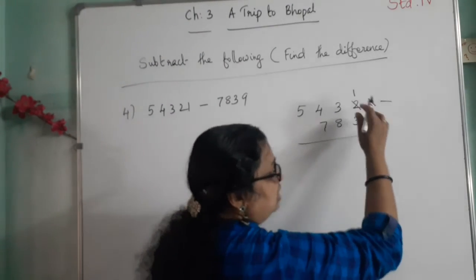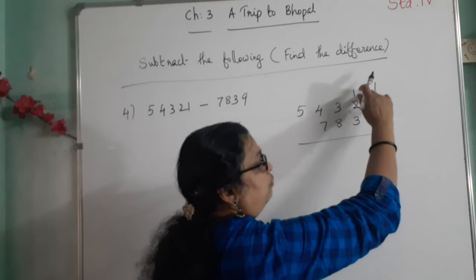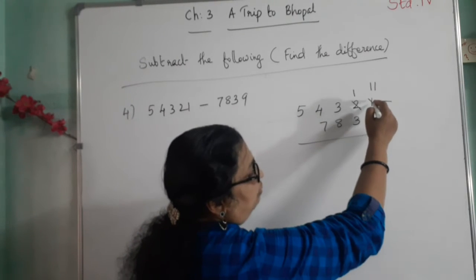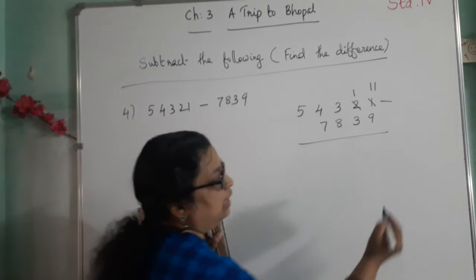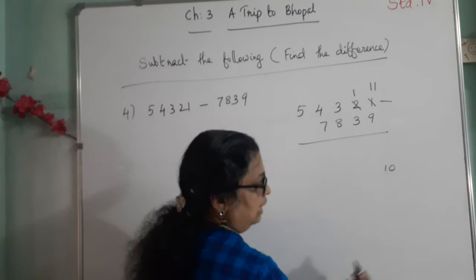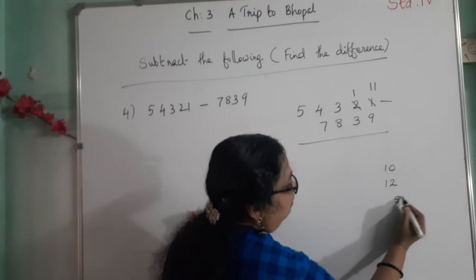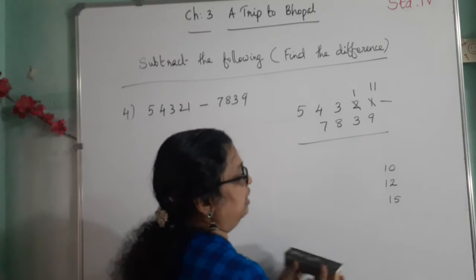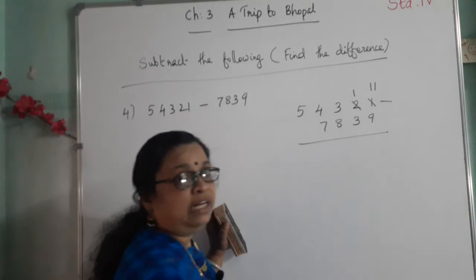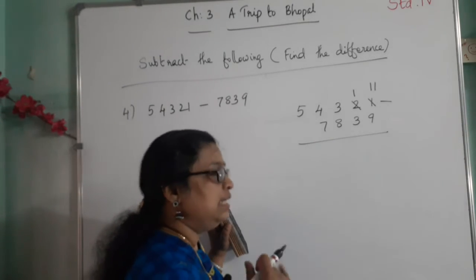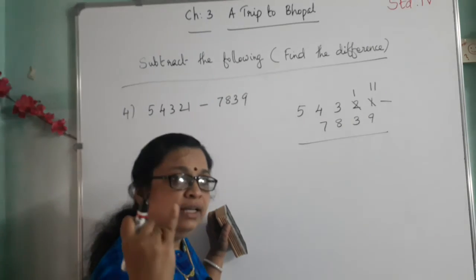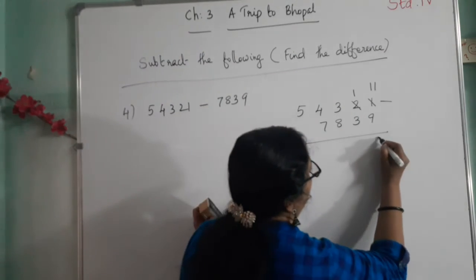Then to the left of the number that is there, we put 1. If 1 is there, it becomes 11. If 0 is there, it becomes 10. If 2 is there, it becomes 12. If 5 is there, it becomes 15. That way. Now 11 is there. From 11 we can subtract 9. That is 9 after 10, 11, 2. So we get 2 here.